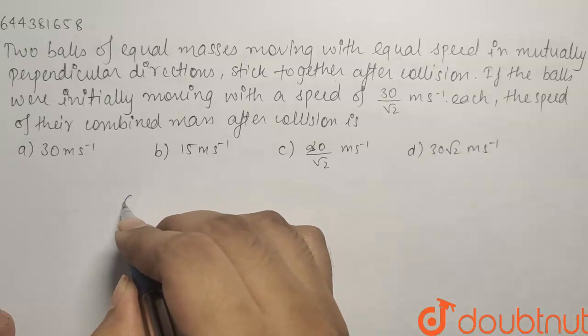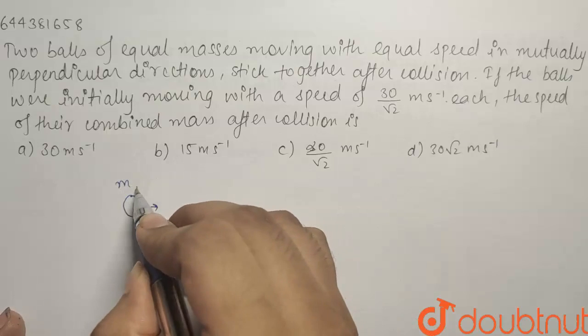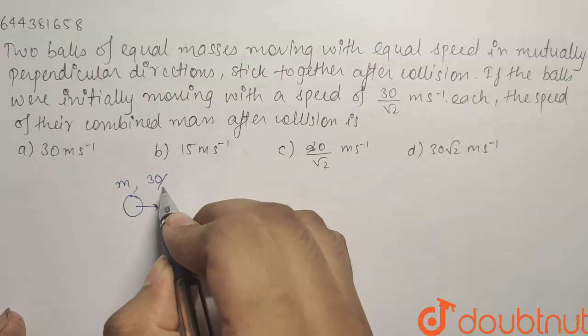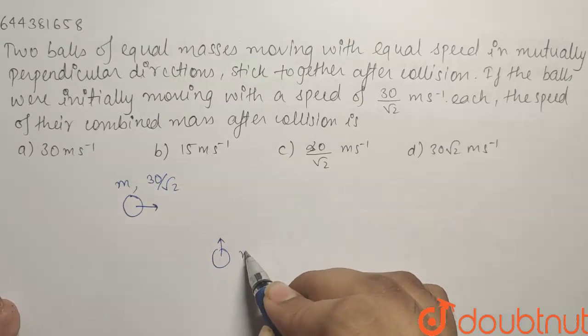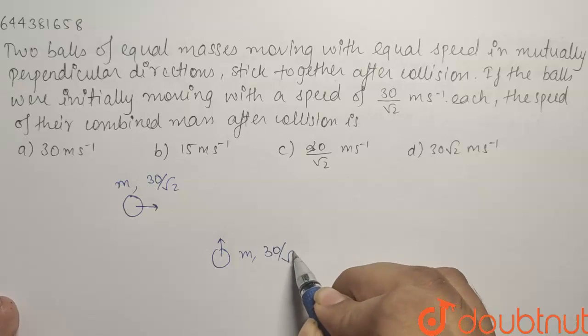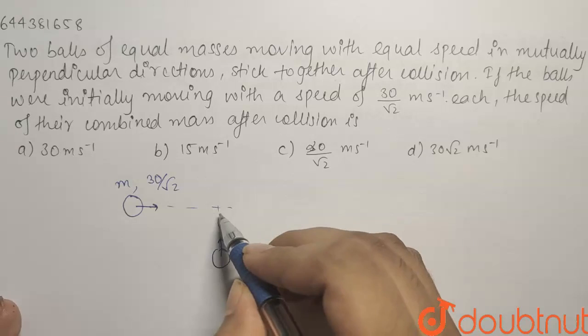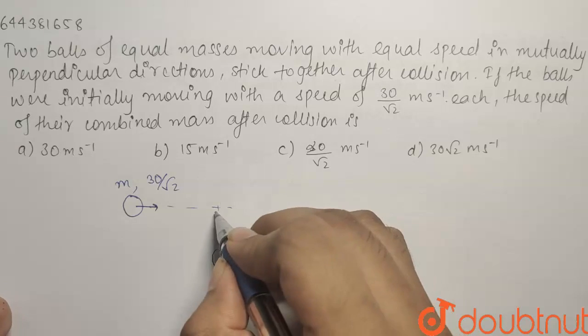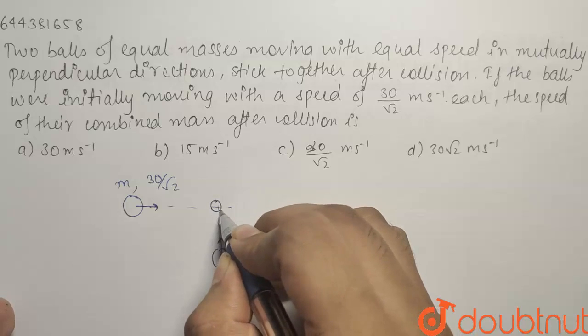So what is going to happen? If this is your ball 1, let us say it has mass m and velocity 30 by root 2, and this is your second ball that is again moving with mass m and velocity 30 by root 2. After some time, these two are going to collide at this point. So just before collision the system would look something like this.